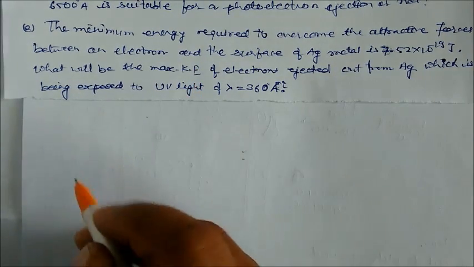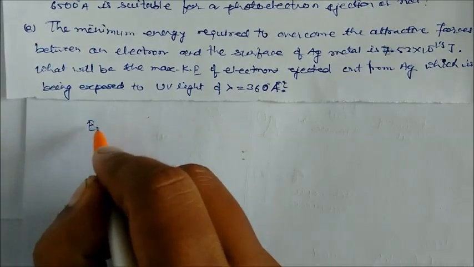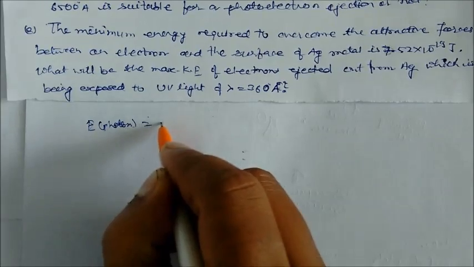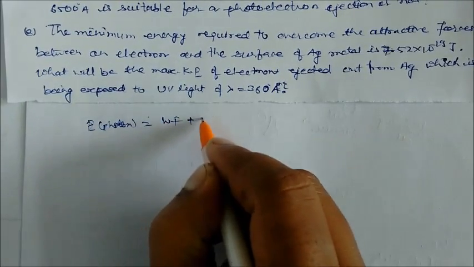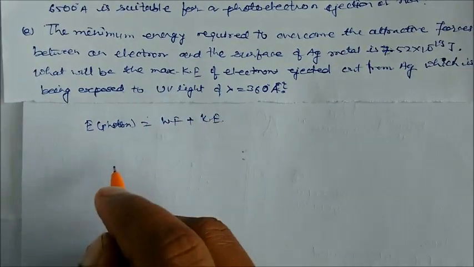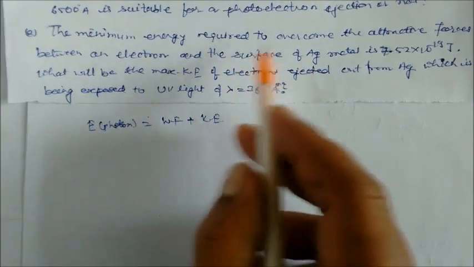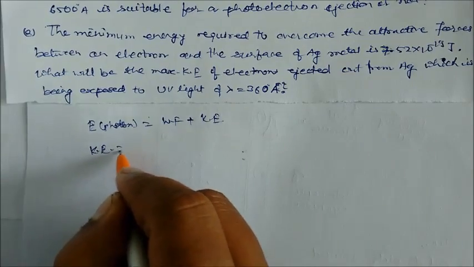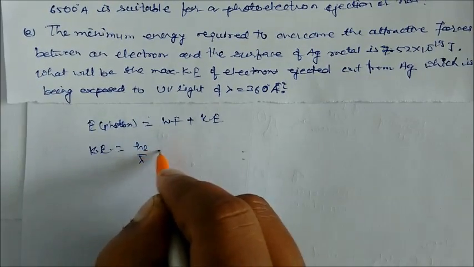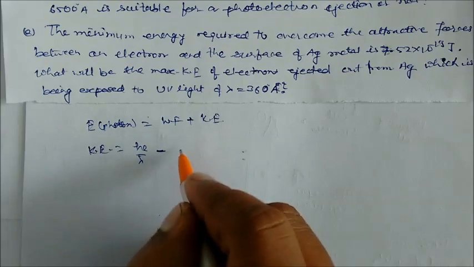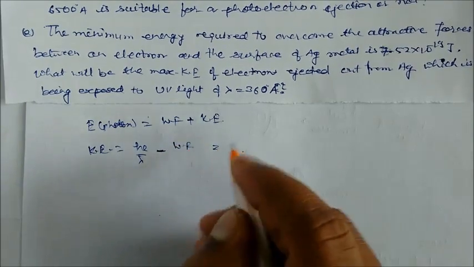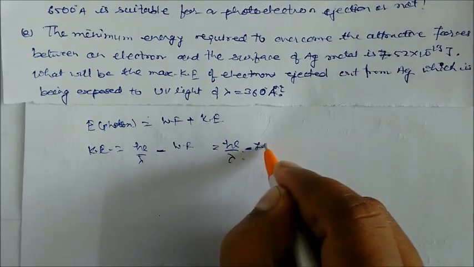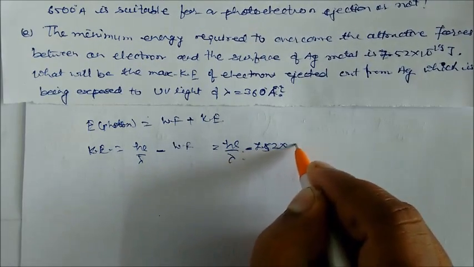So first we write the equation. Energy of the photon that is incident on the metal is equal to work function plus kinetic energy. Okay, so again we can write: we have to find the kinetic energy. So kinetic energy is equal to hc upon lambda minus work function. So here we can put the value of the work function.